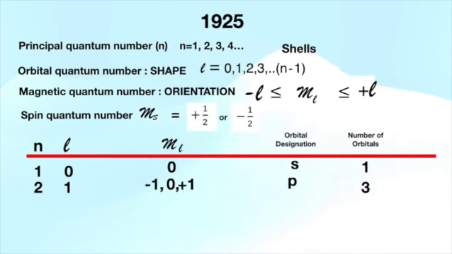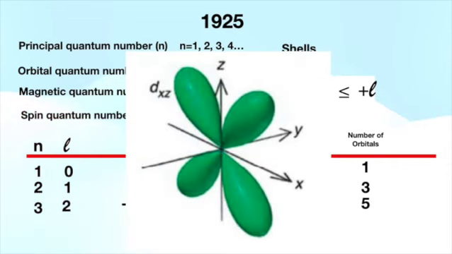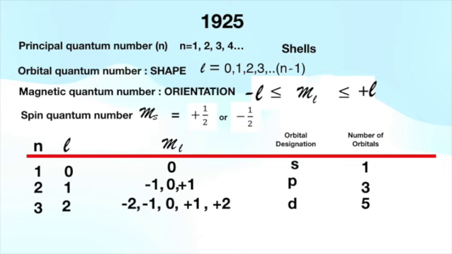If n equals 3, then L equals 2, and M sub L may have 5 different orientations. This electron orbital designation is D for diffuse. The shape and orientation for d orbitals is shown. As the principal quantum numbers increase, the shape and orientation become significantly more complex.